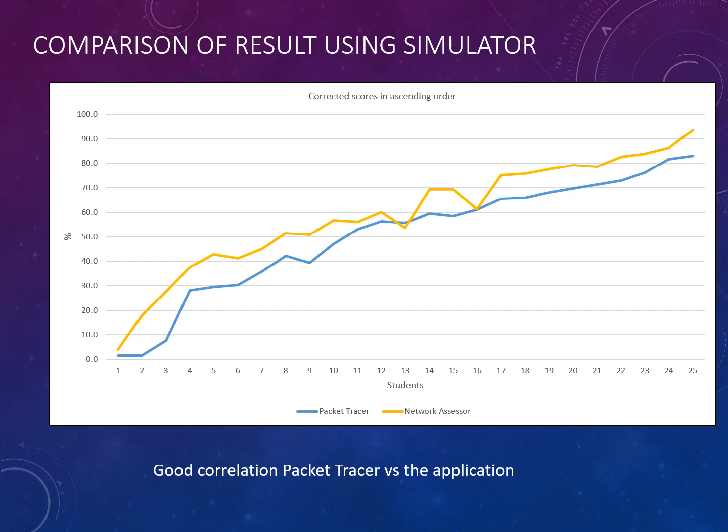And you can see that we compared the results of the two, and we found there was a good correlation between the Packet Tracer results and those of the new application. In fact, the new application rewarded some tasks that Packet Tracer incorrectly marked as wrong; the new application marked them correctly.